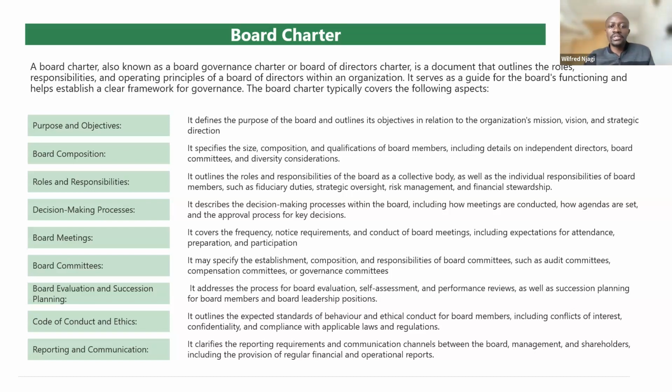One is the purpose and objectives. So you define clearly what is the purpose of the board, what are the objectives of the board, and you can quote some of your company bylaws so that they know where they sit within your constitutional documents. The board charter will also specify board composition. So if you invited me to the board, I want to know, how big is your board? Is it 5? Is it 7? What's the composition? What are the qualifications of the board members? And including details of independent directors, the board committees, diversity considerations, and things like that, right?